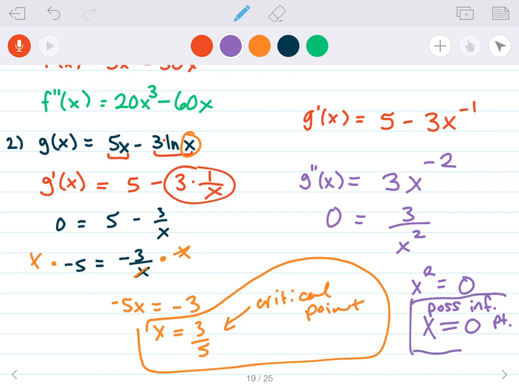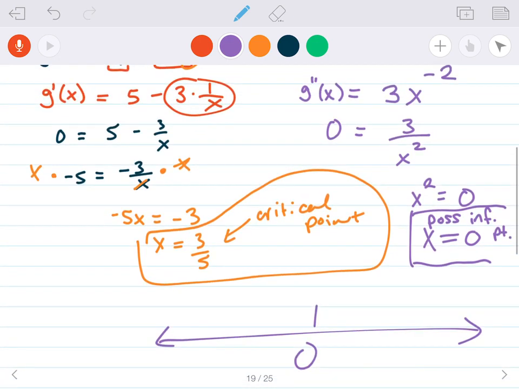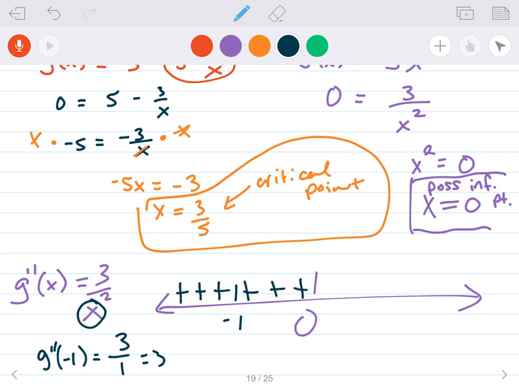Now let's verify that this is actually an inflection point. I'm going to draw 0 here. Now, my second derivative is just 3 over x squared. And I think you guys can see where this is going. If I look to the left of 0, at -1 perhaps, and plug -1 into the second derivative, I just get 3 over 1, which is 3, positive.